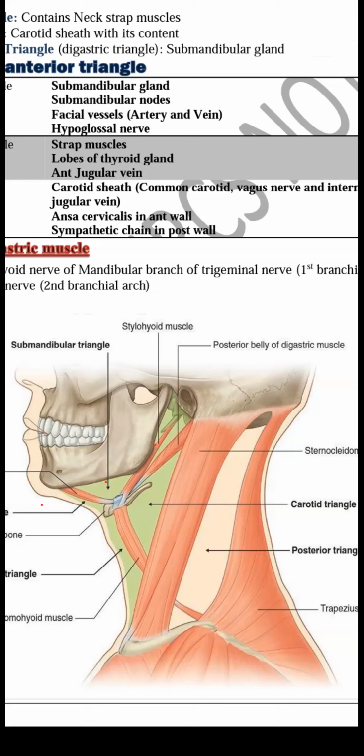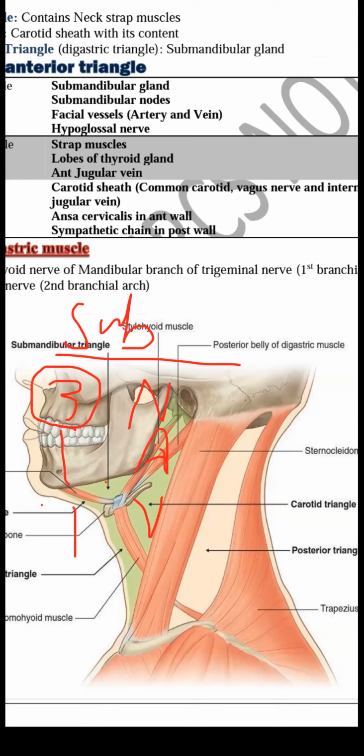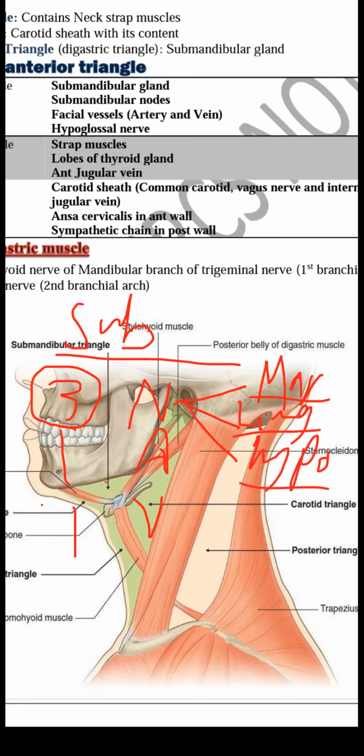Submandibular gland is related to 3 nerves, 1 artery, 1 vein. Keep this. What are these 3 nerves which are commonly to be injured in submandibular adenectomy? Marginal mandibular, lingual, hypoglossal.